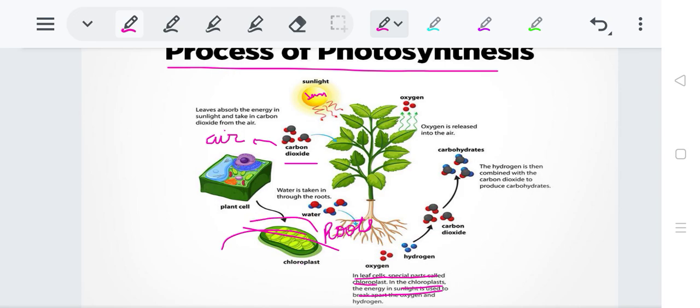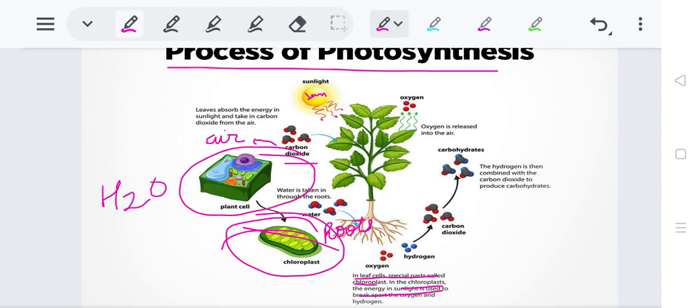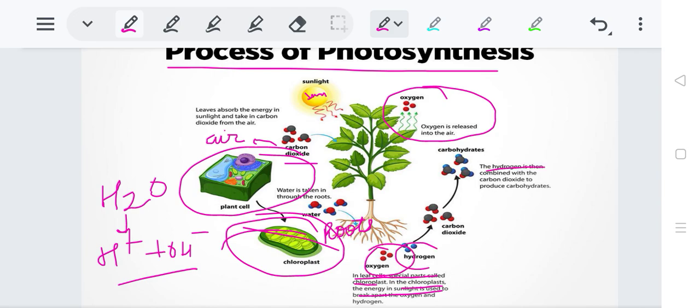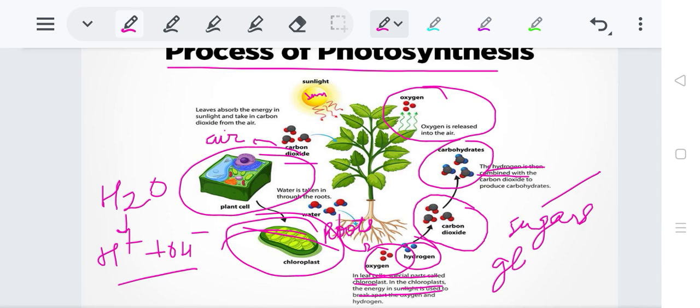This water is taken into the chloroplast. There is chlorophyll which absorbs light, and that light energy is used to break H2O into H positive ion plus OH negative ion. After that, oxygen is released into the air. The hydrogen and oxygen are present in water. Then the hydrogen reacts with carbon dioxide to form carbohydrates, like sugars or glucose. So this is the process of photosynthesis.